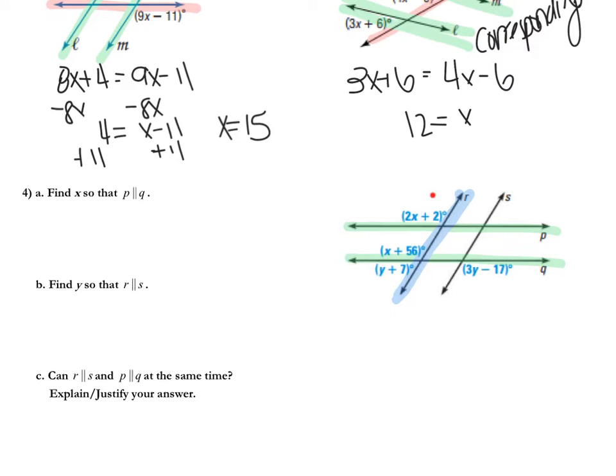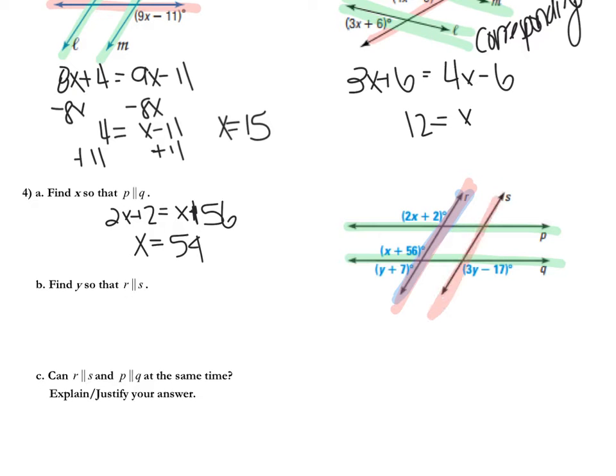Okay. Notice that all 3 angles I was working with were on the same transversal. Okay. I can't skip transversals. It has to be on the same transversal. So we're going to make corresponding angles congruent. So I get x to equal 54. Okay. And then in the next example, I want y, so find y so that r and s are parallel.